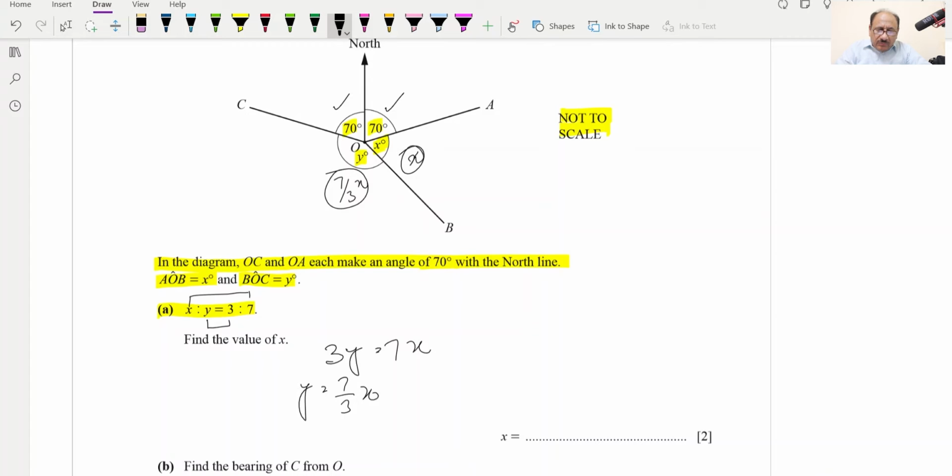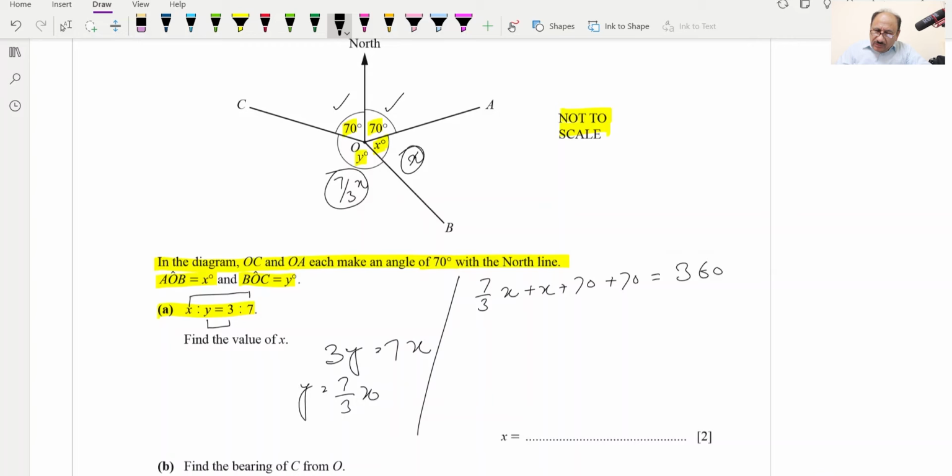So we can form an equation, this whole angle is adding up to 360 degrees. We will add all 4 angles and write equal to 360. So 7 by 3x plus x plus 70 plus 70 is equal to 360. Yeah, so this is how we can write.